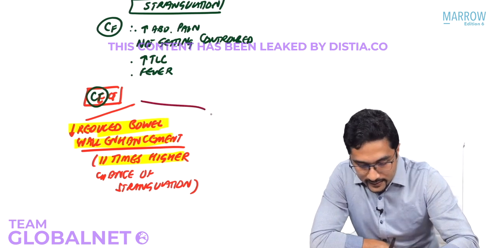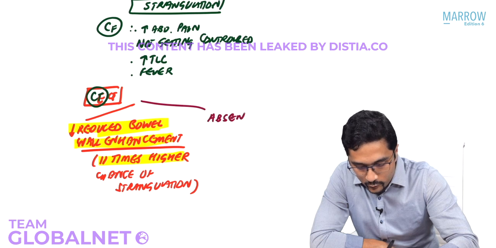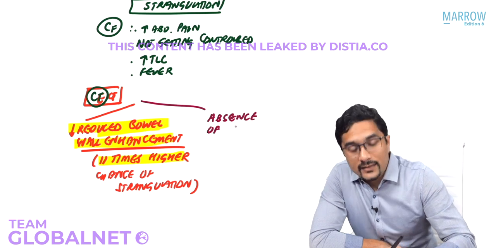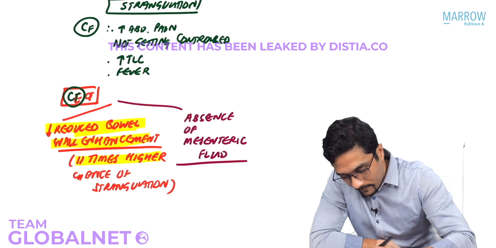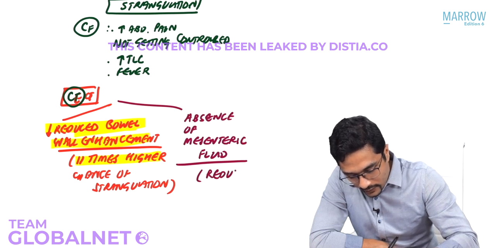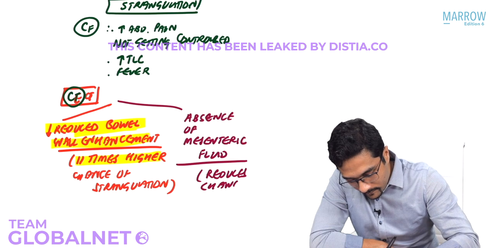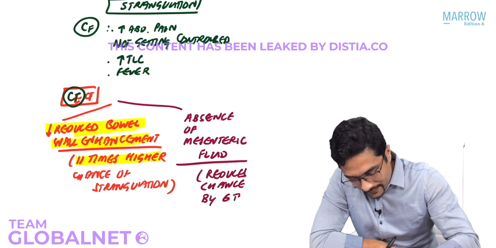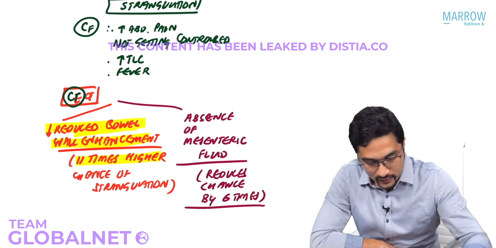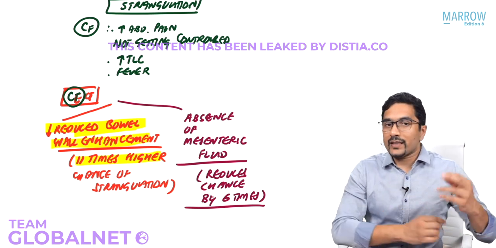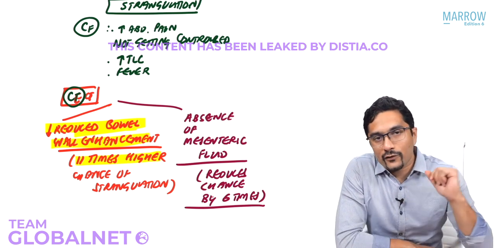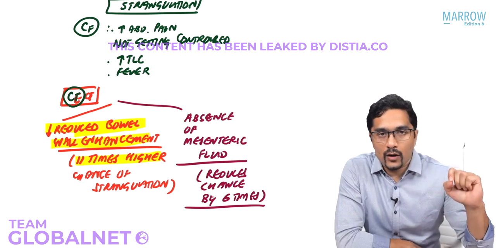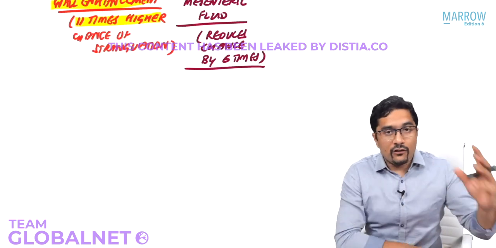And the second sign is if there is absence of mesenteric fluid. If there is absence of mesenteric fluid, then it reduces the chance by 6 times that the patient has strangulation. So these are the clinical features and CT findings which would tell us if strangulation is there or not. Also, I have told you how to differentiate between viable and non-viable. Now, this was the general management.